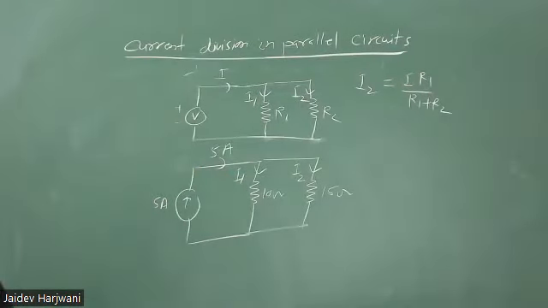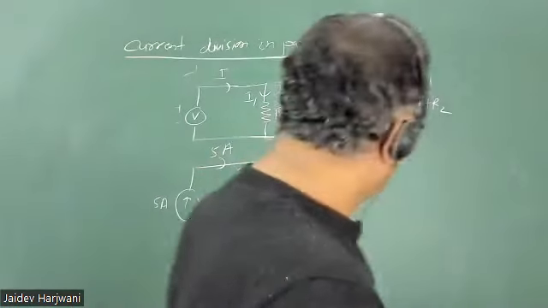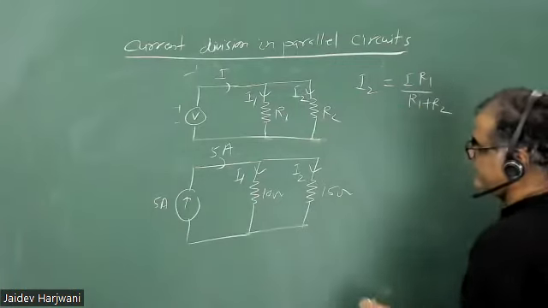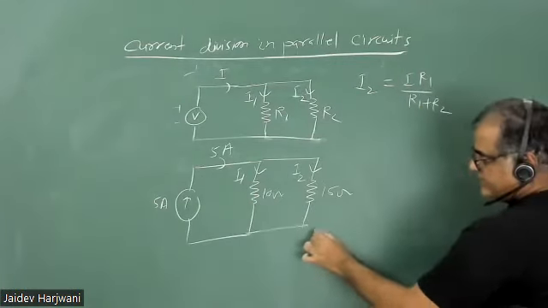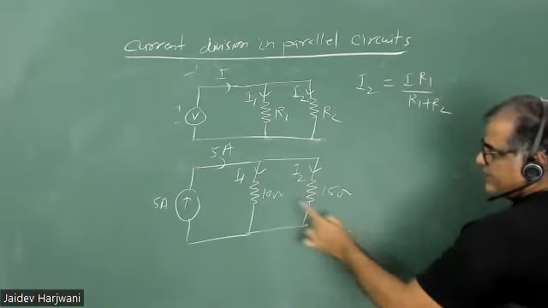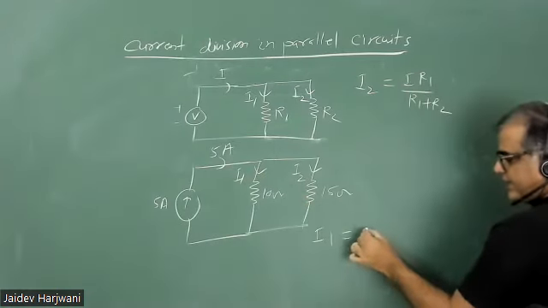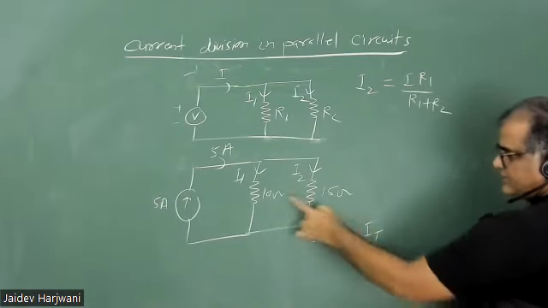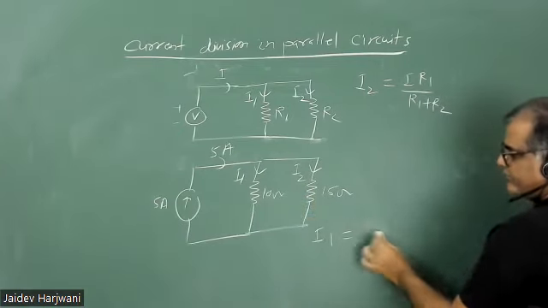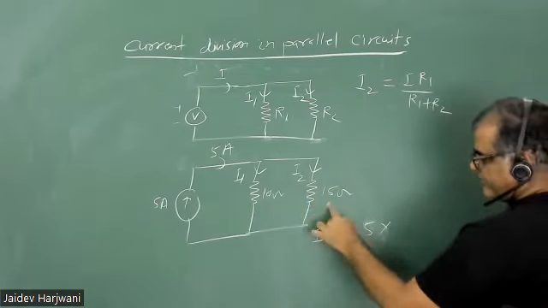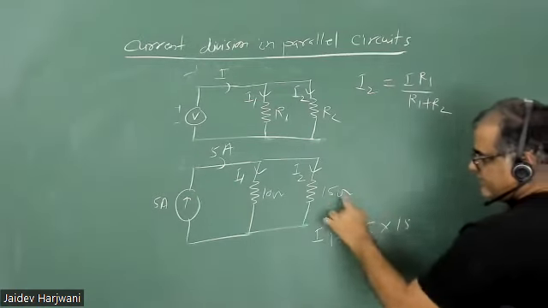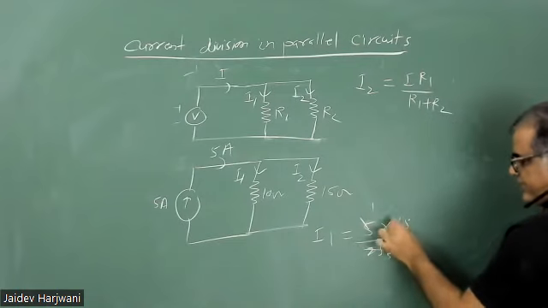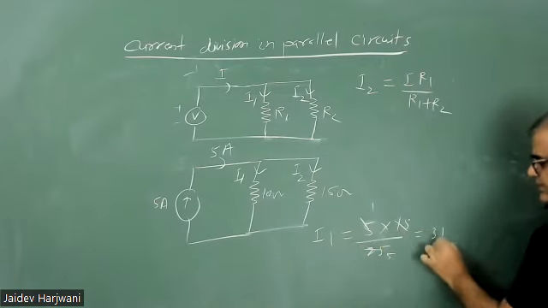Three and two, sir. Any other person? If I want I1, what is the formula? Take the total current IT, times the resistance of the opposite. This is R1, R2. Total current is 5, opposite resistance 15, and the sum of resistance 25. So 1, 5, this gives you 3 ampere.